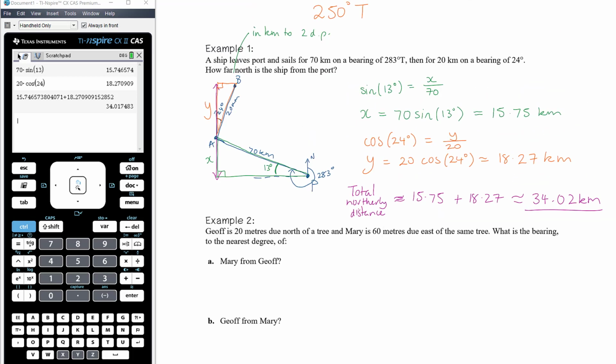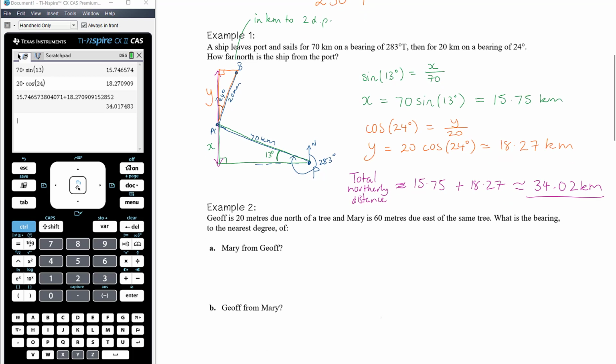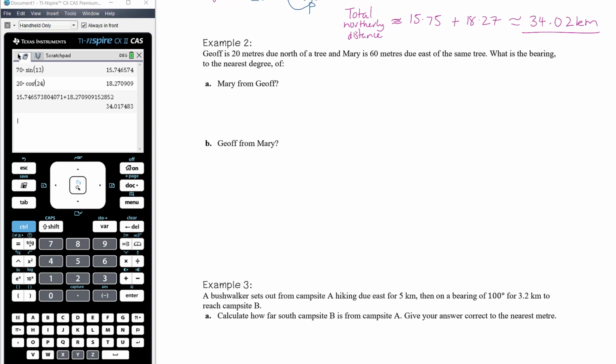If the question in example 1 had been how far is the ship due north of the port, the ship isn't due north of the port, it's not directly north, and so that would have been a meaningless question. So how far north doesn't mean it has to be straight above it, just means in a northerly direction, what is the distance between them? Okay, what's the vertical distance between them? Due north, though, means straight above.